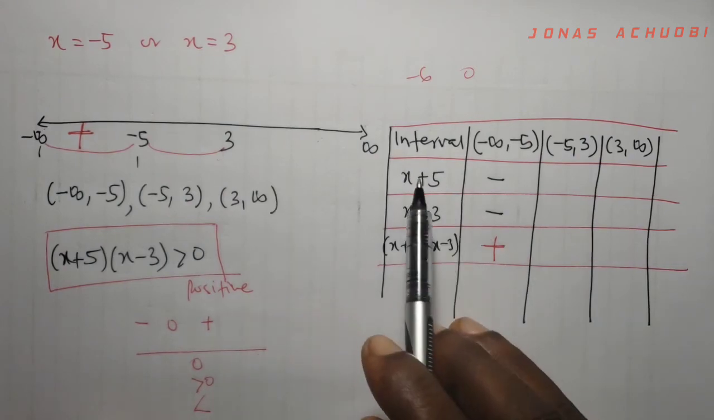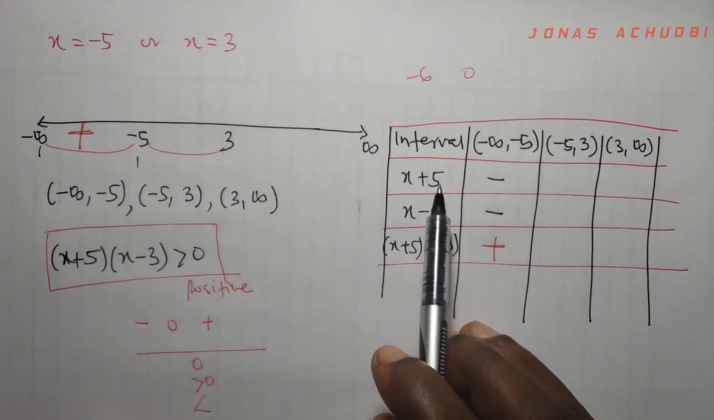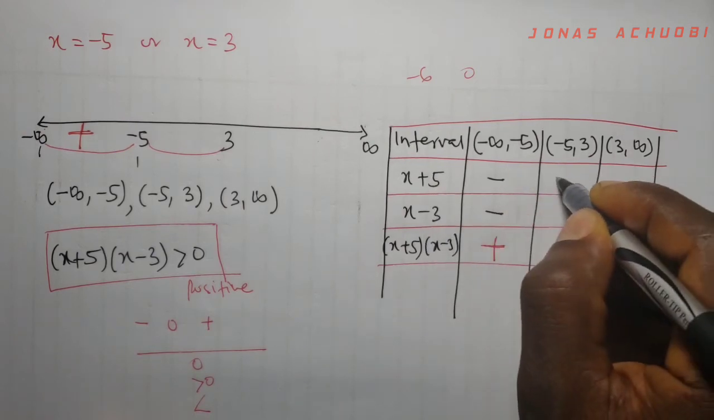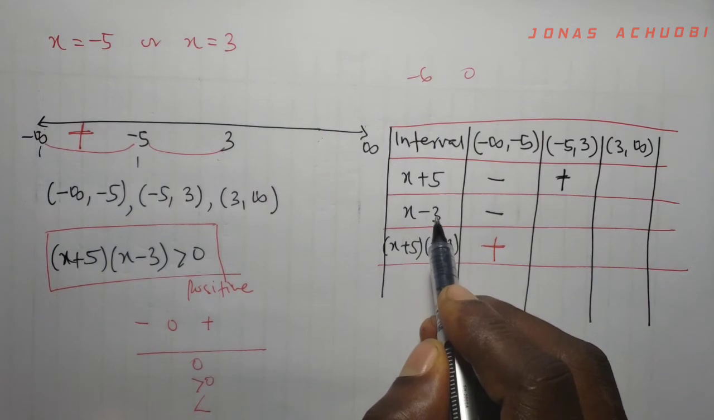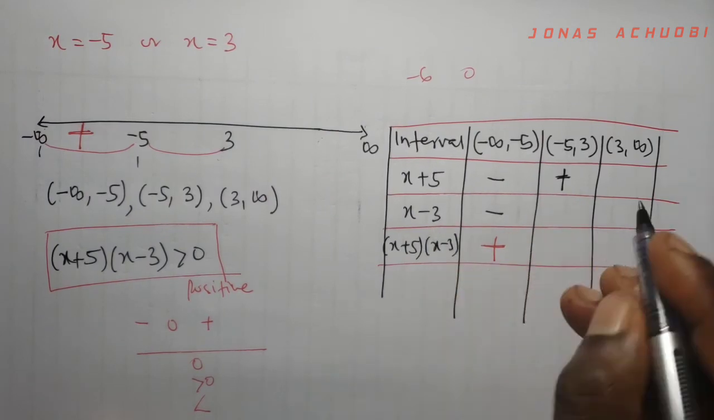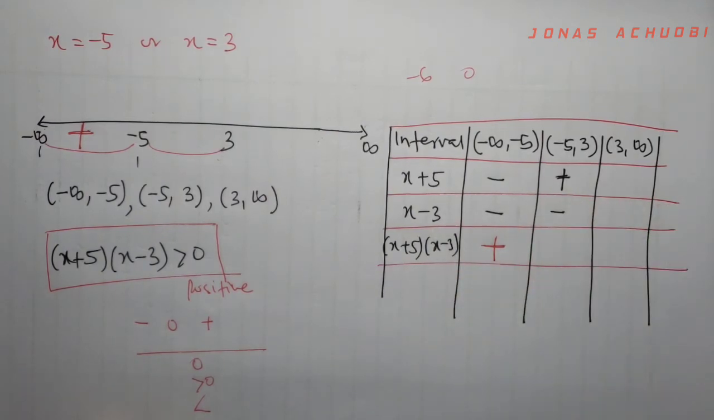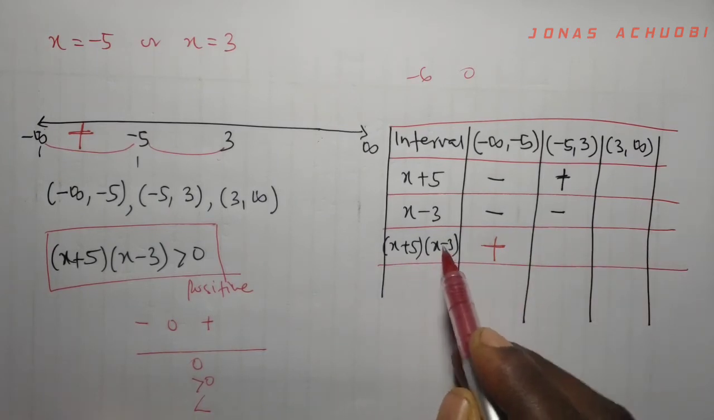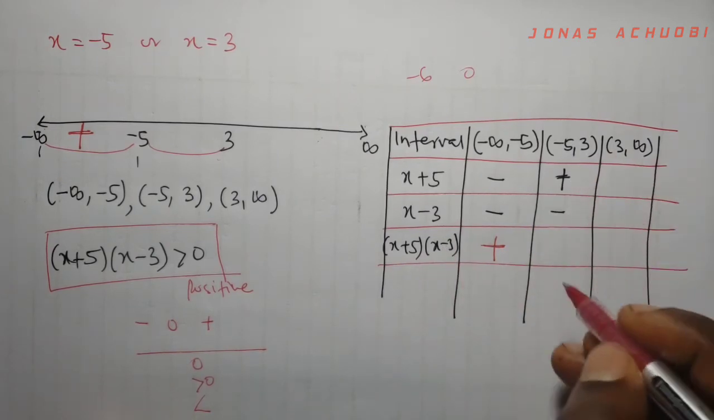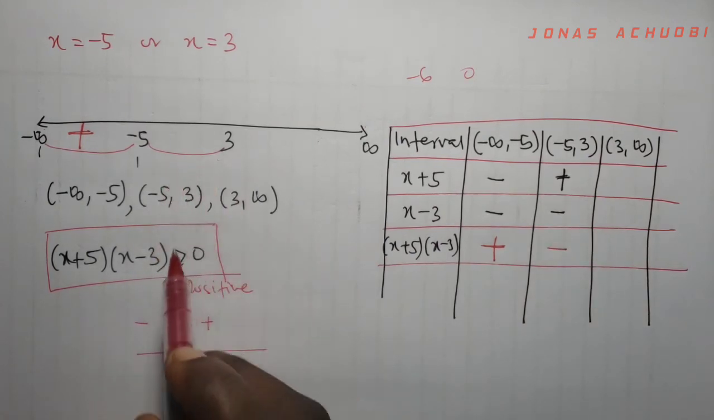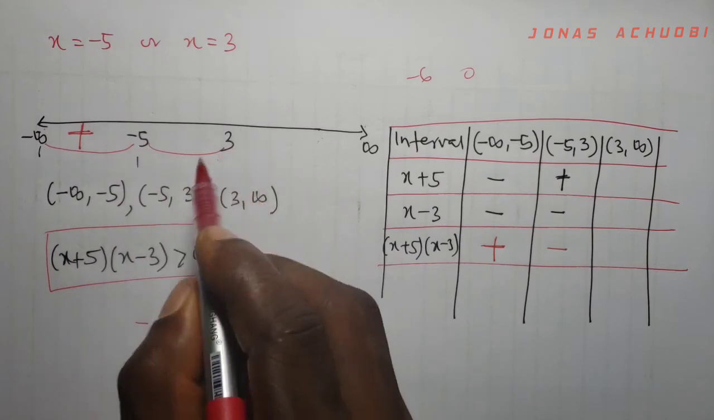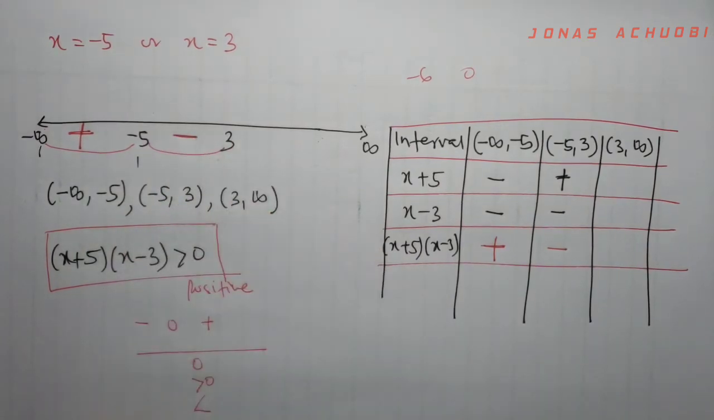So 0 plus 5 is 5, positive 5. So we have here positive, plus. 0 minus 3 is minus 3. The sign there is what? Minus. So what is the product of the signs? So x plus 5, x minus 3. So plus times minus is always what? Minus. So the second interval between minus 5 and 3, we have minus.